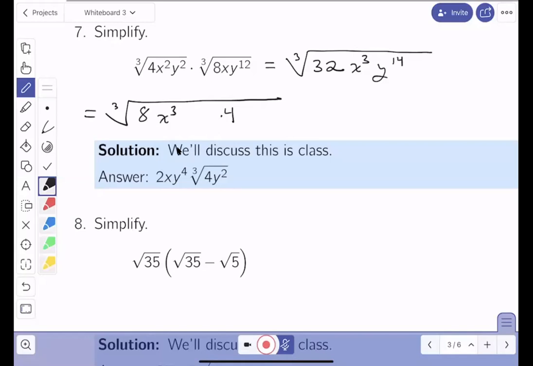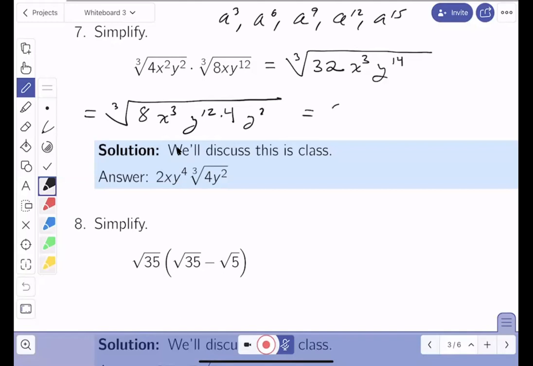And let's see, what's the largest perfect cube in y^14? Let me write perfect cubes down for you. a cubed, they go up by 3, right? a^6, a^9, a^12, a^15. So I can say the biggest one would be y^12. All right, y^12. What's left over? y squared. Let's do it.